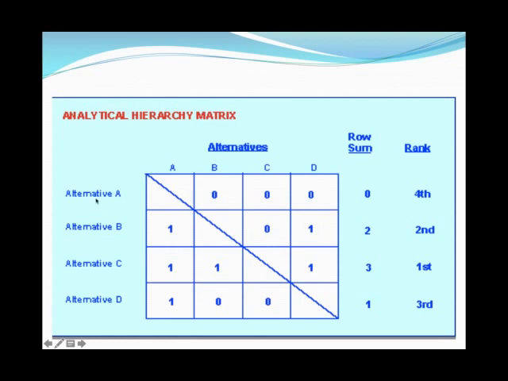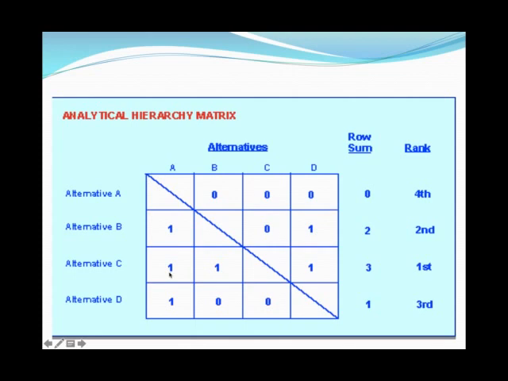Did I say that wrong for alternative A here? So alternative A is worse than B, so alternative A gets a 0. We're looking at the rows here. Alternative A is worse than C, so we're giving alternative A a 0. Alternative A is worse than D, so it gets a 0.